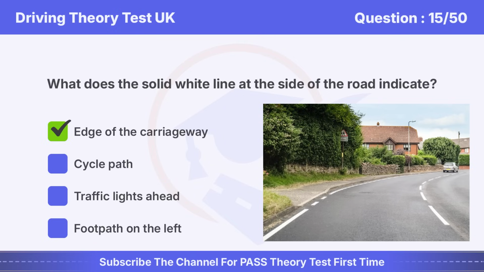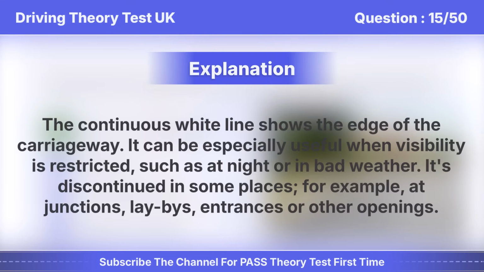Answer is A. Edge of the carriageway. The continuous white line shows the edge of the carriageway. It can be especially useful when visibility is restricted, such as at night or in bad weather. It's discontinued in some places, for example, at junctions, laybys, entrances, or other openings.